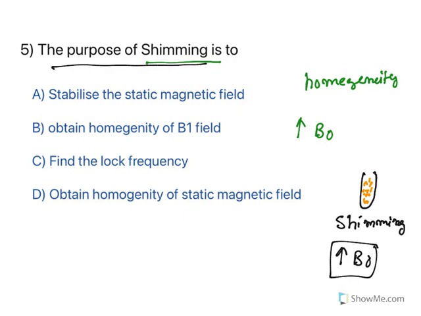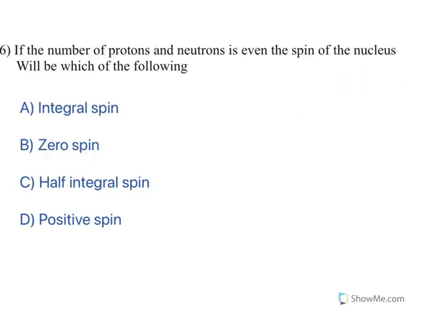So the purpose of shimming is what? Obtain homogeneity of the B1 field, the external field. It is not the static field. No, it is the homogeneity of the external field. So shimming is done to get homogeneity of the external field. Moving to the next one.